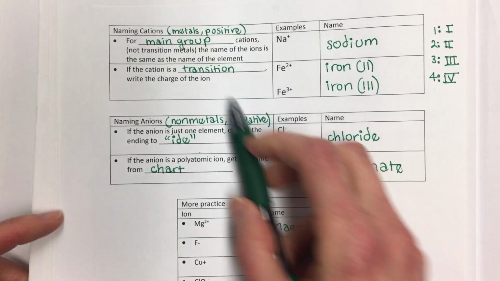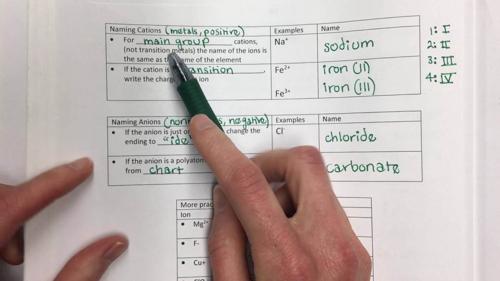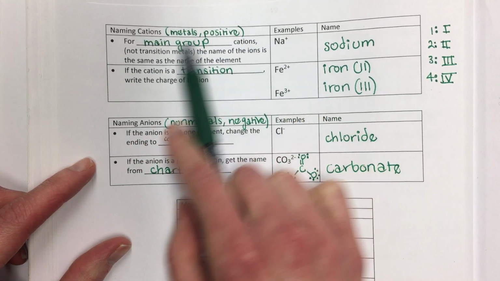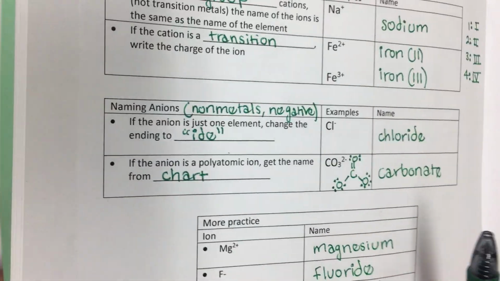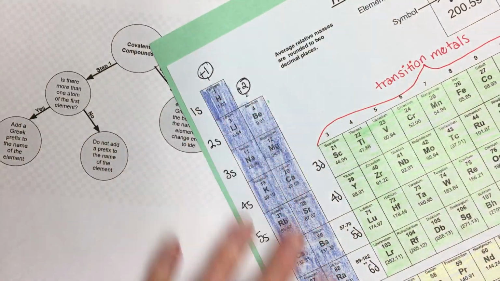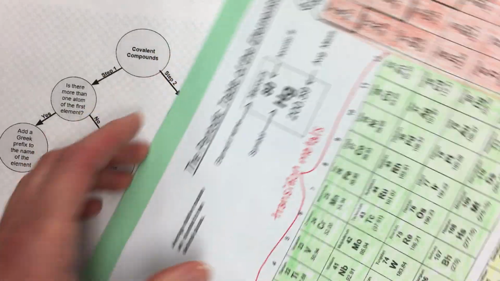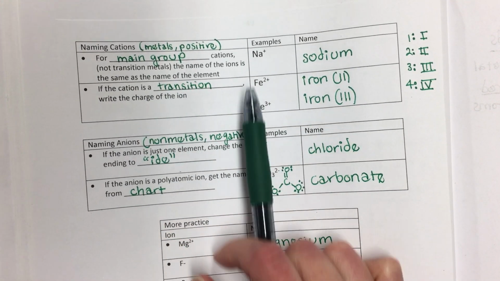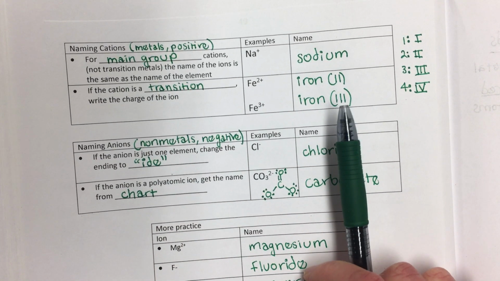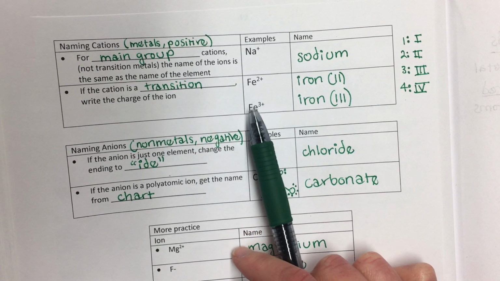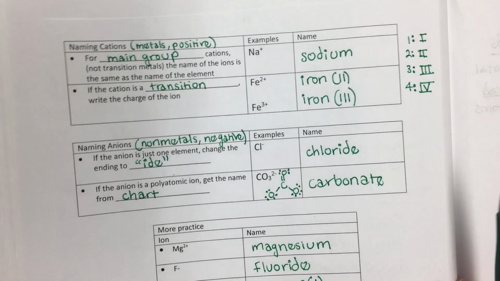Remember, you name the cation, or the metal that's written first. If it's just a normal main group cation, one that's not a transition metal, you just give it the same name as the element. So Na plus is sodium. If it's a transition metal though, then it needs Roman numerals. So Fe2 plus is iron 2, Fe3 plus is iron 3.